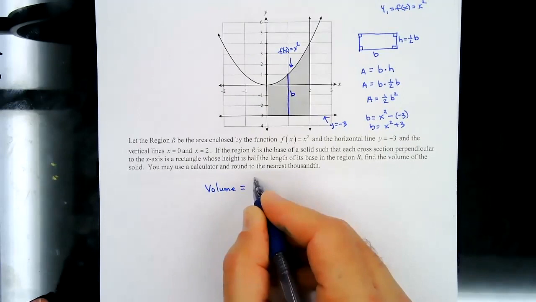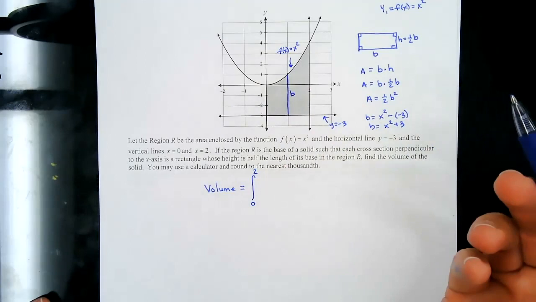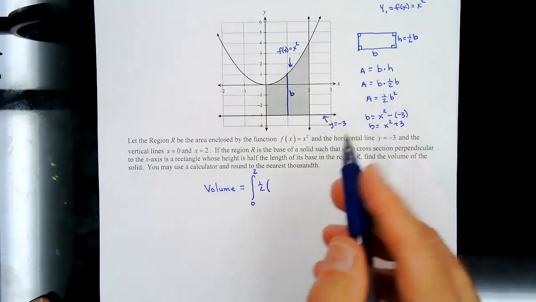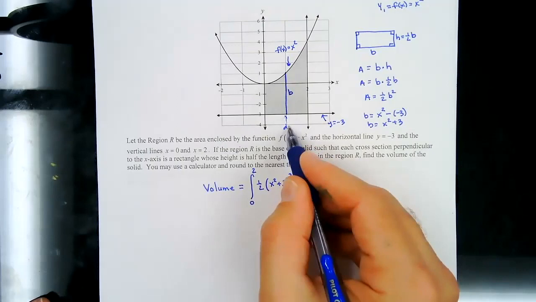Okay, so the volume of this is going to equal the integral from 0 to 2 of the area of the rectangle, right? And that would be 1/2 times my base, which is x squared plus 3, and we would need to square that. So 1/2 (x squared plus 3) squared. And once again, these thicknesses would be my dx right here. So that'd be my thickness.